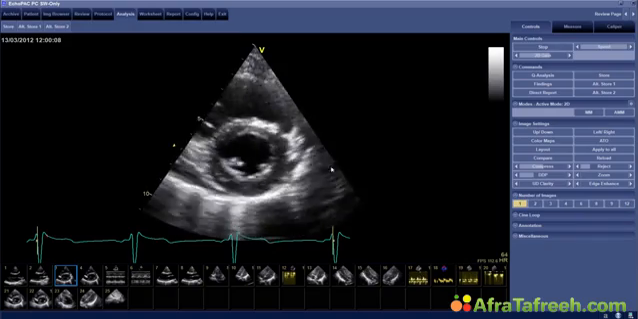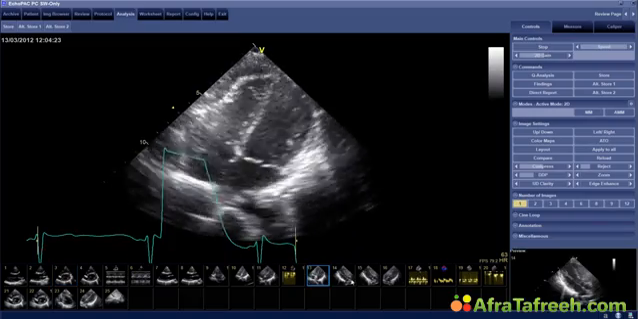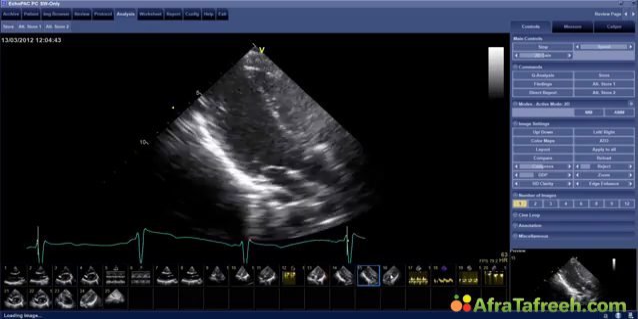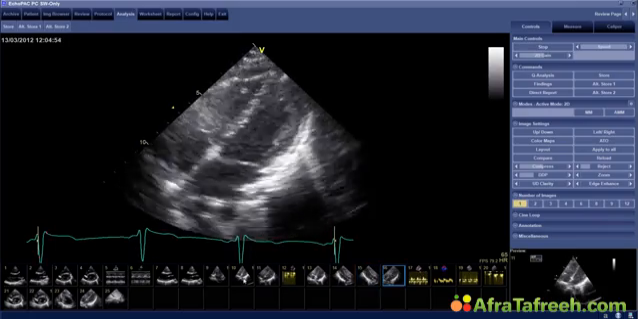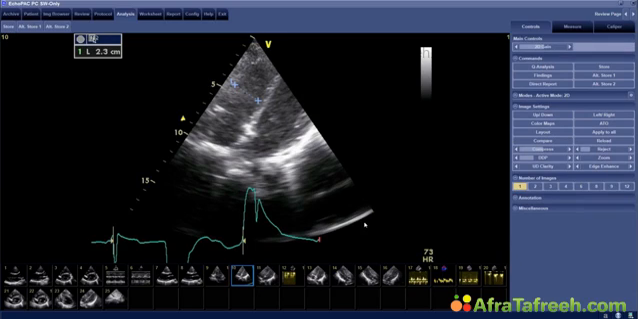And again, if you look at this view alone, it is not enough. You have to look at all the different views. And if you look at all the views together, you will come to the conclusion that left ventricular function is certainly not normal in this patient.